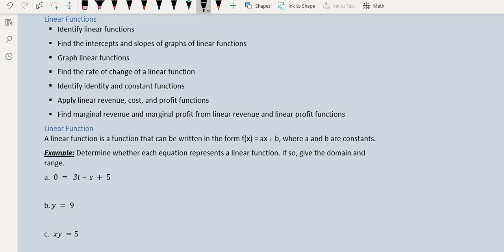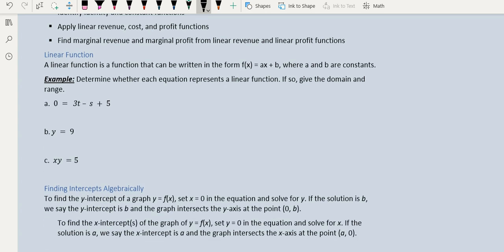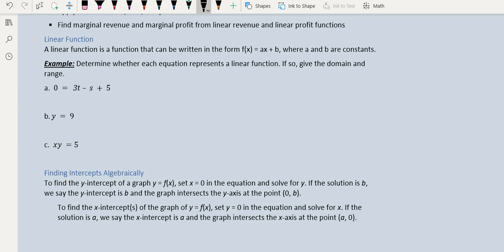Find the marginal revenue, find the linear revenue, cost, and profit functions. So first things first in this video, we want to determine if this is a function or not. One way we determine if something is a function is if it can be written in the form f of x equals ax plus b, where a and b are both constants.